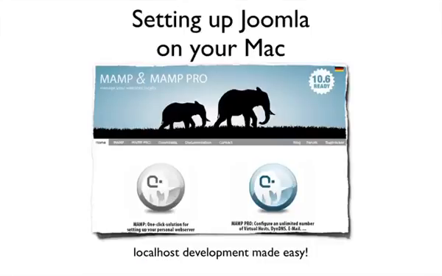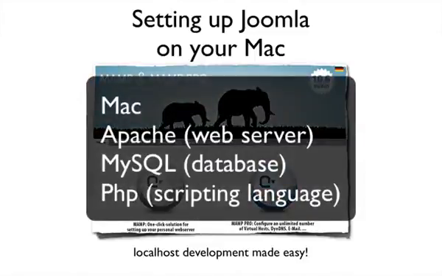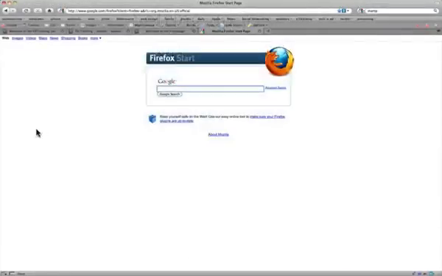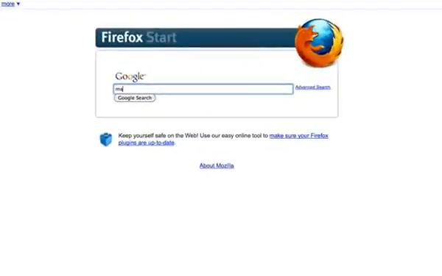In this lesson, we're going to set up a local host environment on a Mac computer. Now, there are a number of ways to do this, but probably the easiest is a thing called MAMP. MAMP stands for Mac, Apache, MySQL, and PHP. Easiest way to find it is just to Google it.